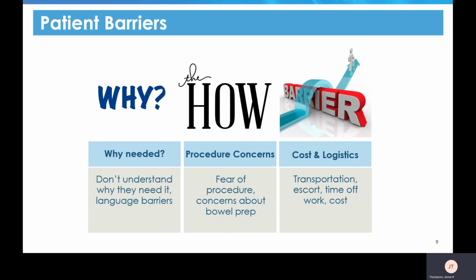Finally, there are also financial challenges. High copays, poor insurance coverage, multiple steps to obtain financial assistance, and the need to take time off work all create cost challenges that can prevent a patient from completing the colonoscopy.